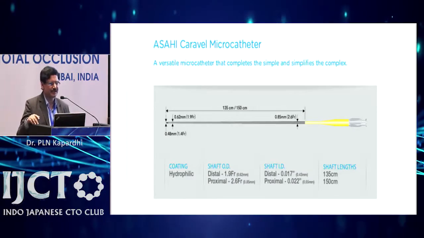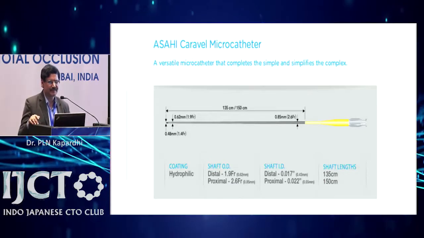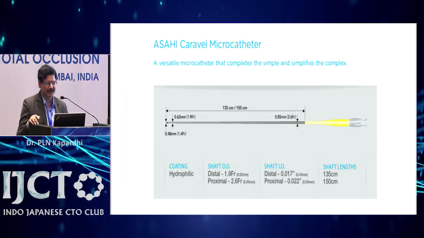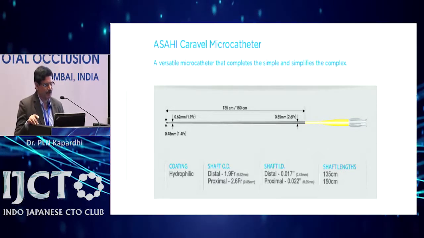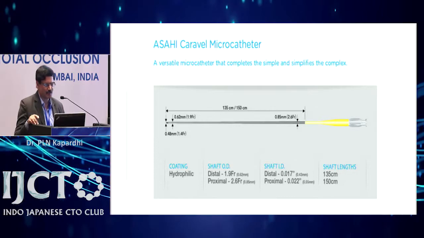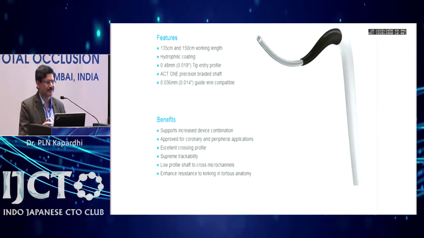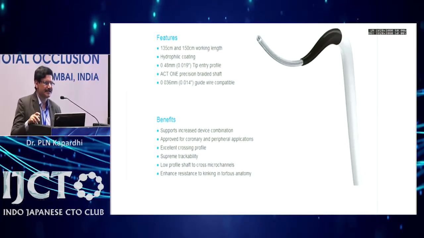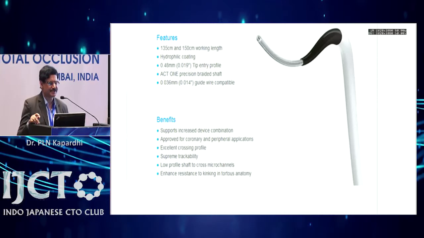Then comes the Caravel. It is a versatile microcatheter that simplifies complex angioplasty, and it tapers from 2.6 French to 1.4 French. It has a hydrophilic coating, and it is available in 135 and 150 centimeters. The features are that it has a hydrophilic coating and a precision braided shaft.